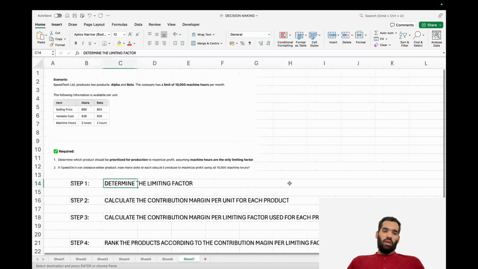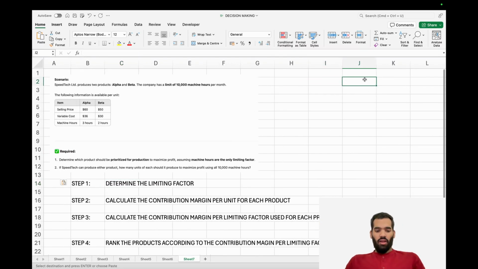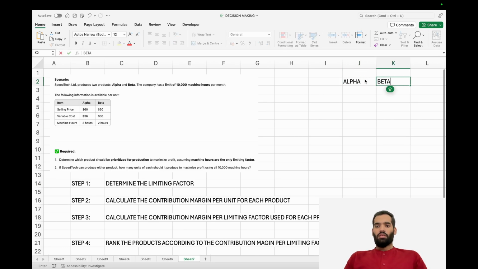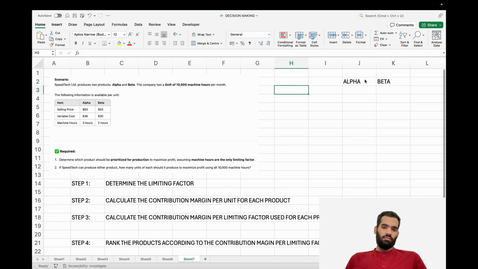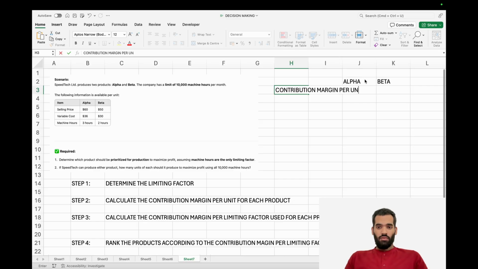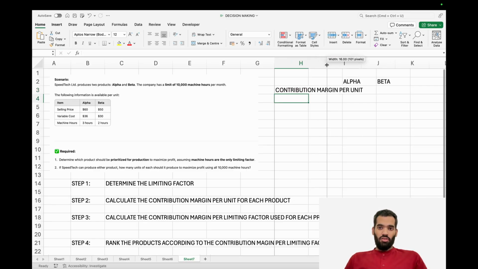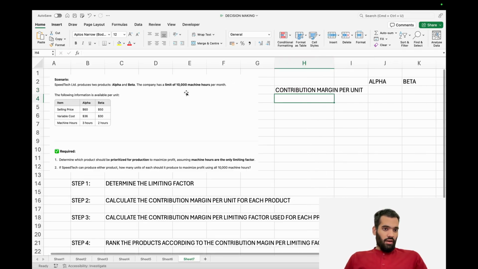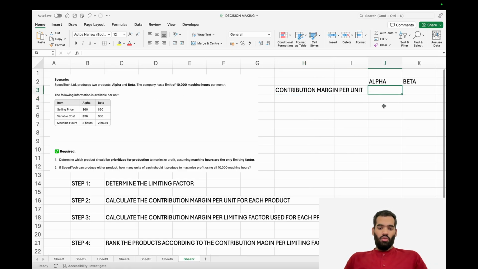Step two, calculate the contribution margin per unit of each product. I always recommend writing the products into columns, so alpha in one column and beta in the other. Now we have to find the contribution margin per unit of each product. For alpha, the contribution margin per unit would be sales price minus variable cost. So 60 minus 36 would be 24. And for beta, we have 50 minus 30, so 20. Done. Step two also finished.